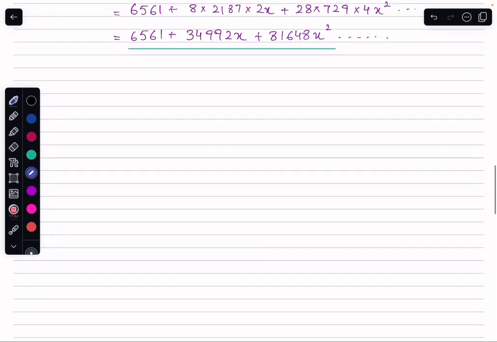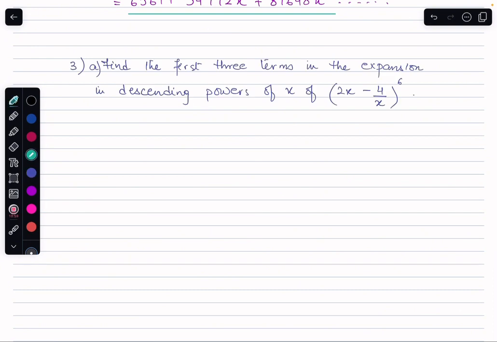Let's quickly move to the third example: find the first 3 terms in the expansion, in descending powers of x, of (2x minus 4 by x) to the power 6. Now here I can see that my n is 6, my a is 2x, and my second term is negative 4 by x.